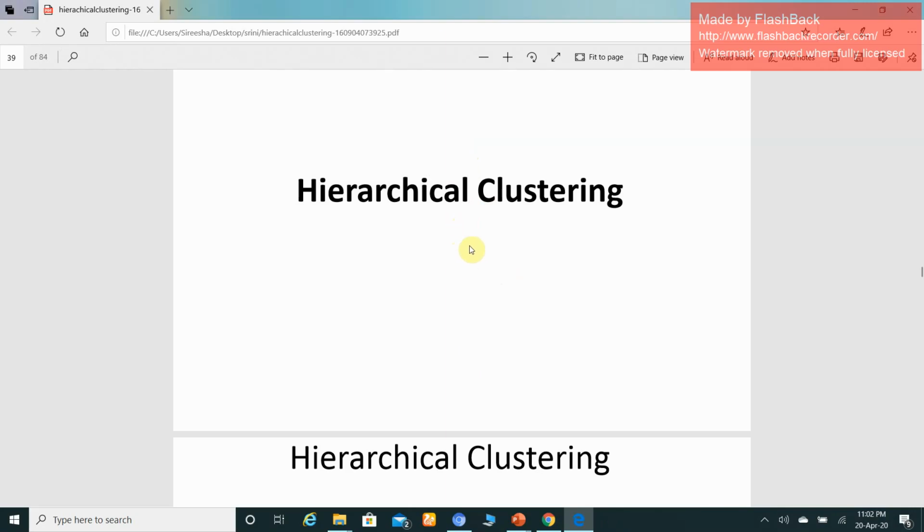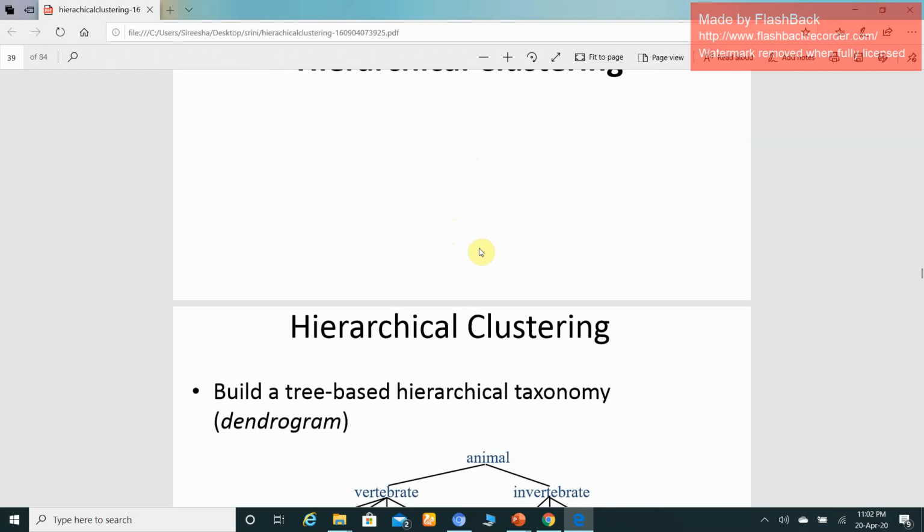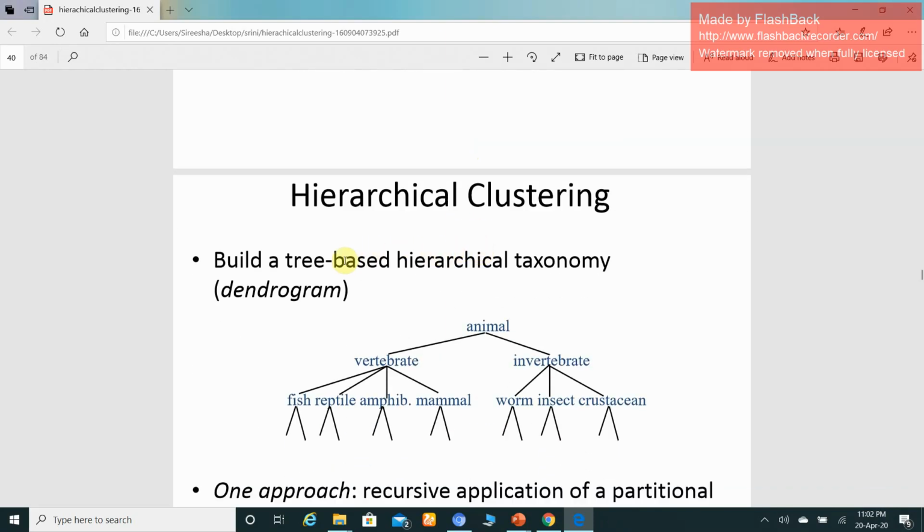Today we are going to discuss hierarchical clustering. Hierarchical clustering means a tree-based hierarchical taxonomy. How to construct hierarchical clustering based on a dendrogram? This is a simple example of a dendrogram. See the hierarchical clustering example: Animal is one cluster. Under the animal cluster we have different types of animals, vertebrate and invertebrate animals. So this is a simple example to understand hierarchical clustering.